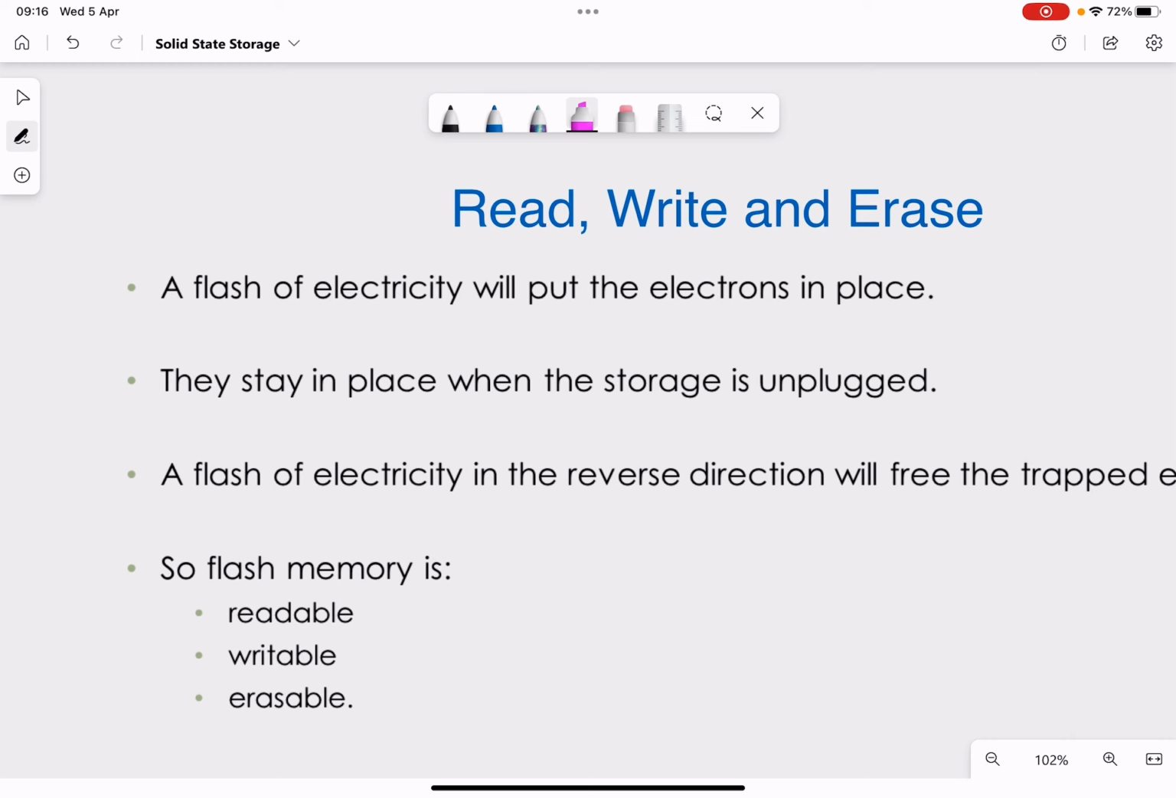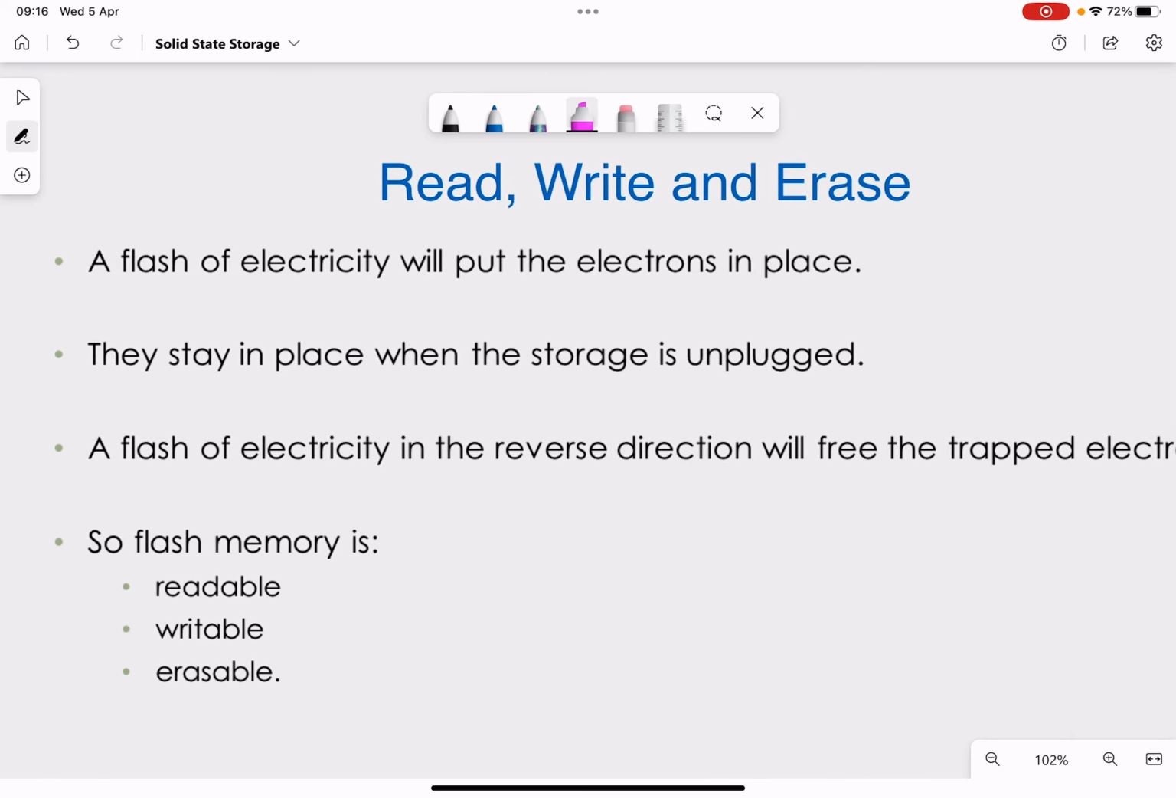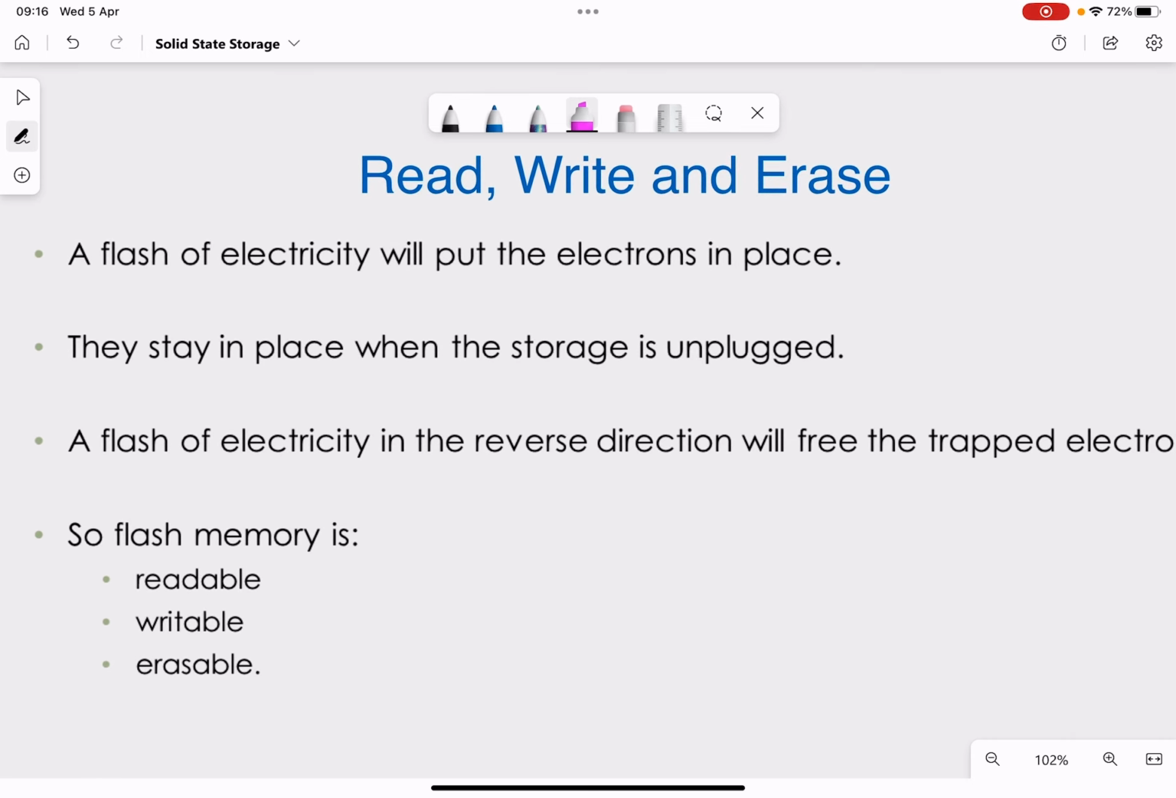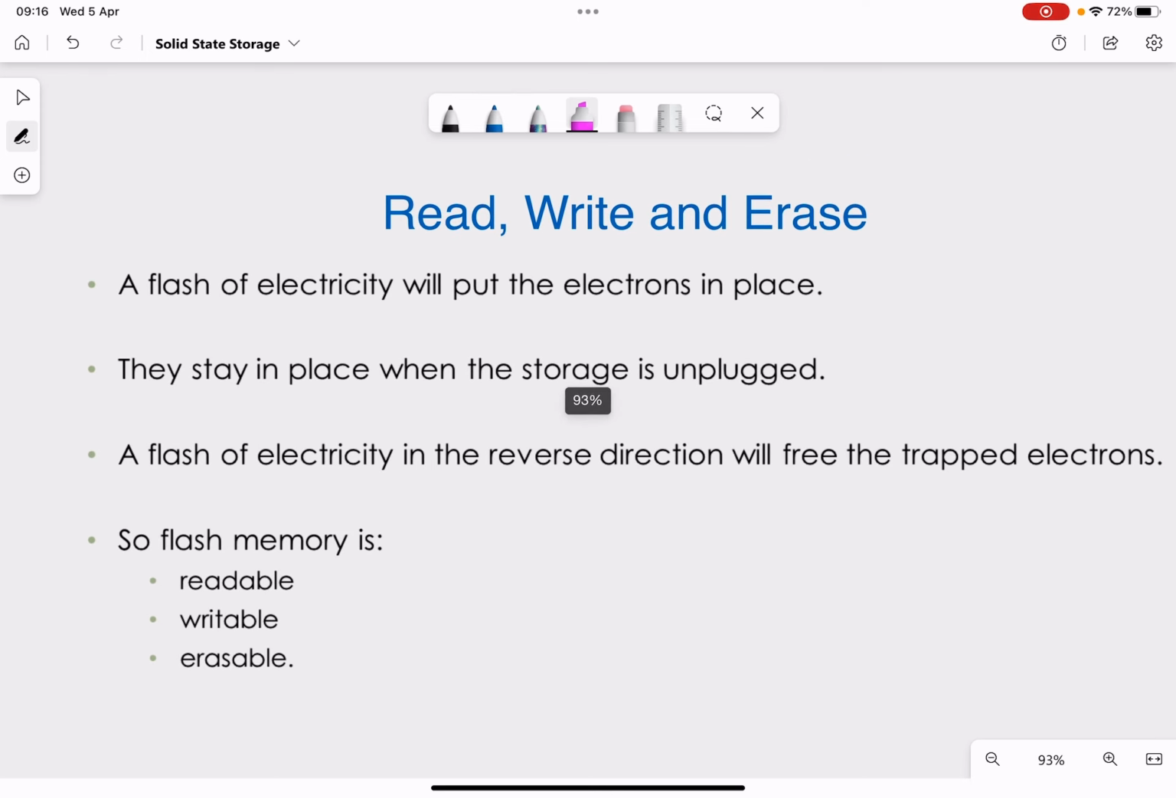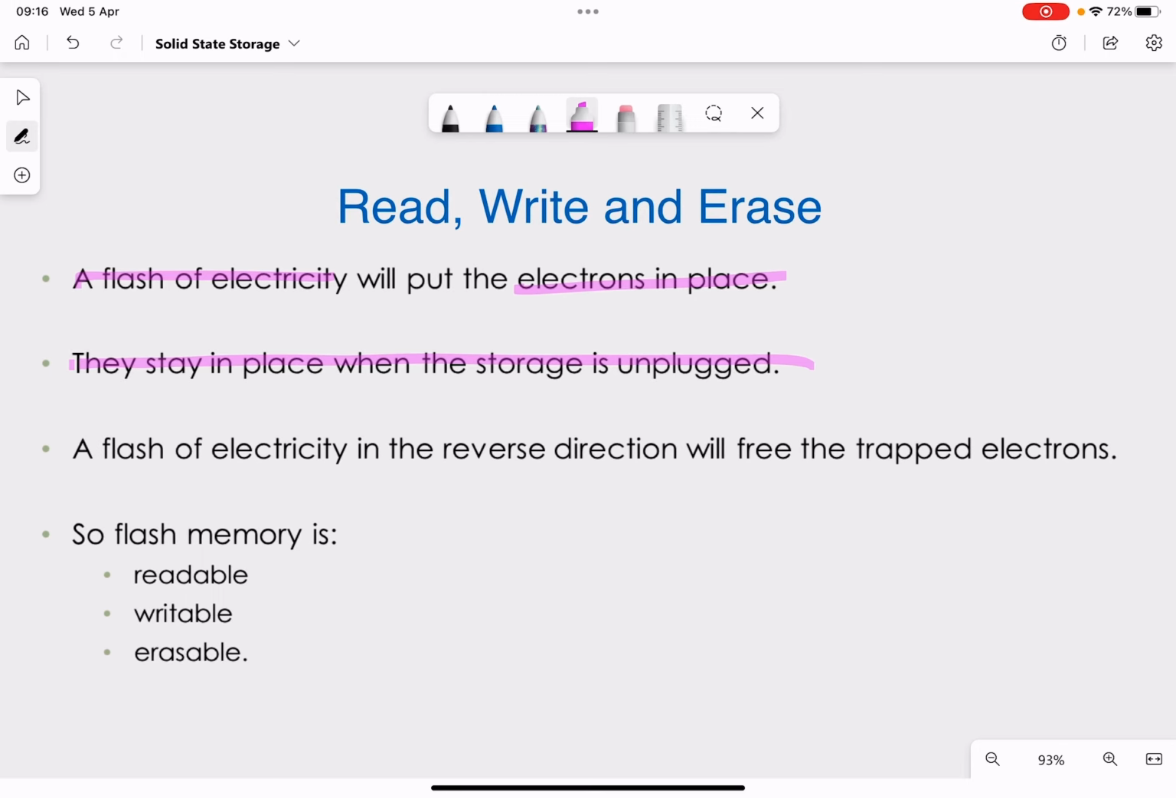So let's have a look at how we actually read and write to these devices. As we said before, a flash of electricity will put the electrons into place. Now they will stay there even if the machine's unplugged, even if you've got a laptop and it runs out of battery, even if you drop your phone and it breaks, the electrons will stay in your solid-state drive. Now, if we want to remove them, we need to send a flash of electricity in the reverse direction, and this will free the trapped electrons.